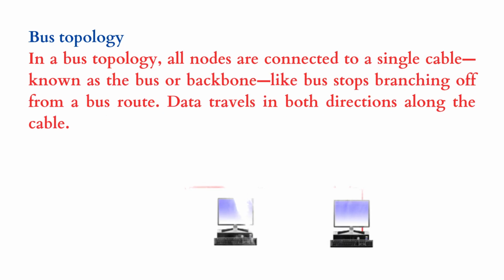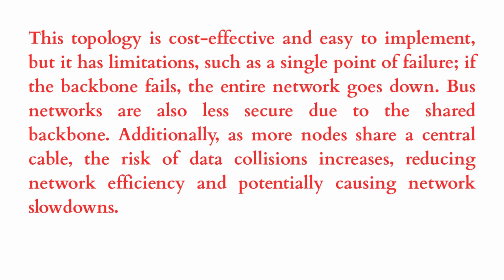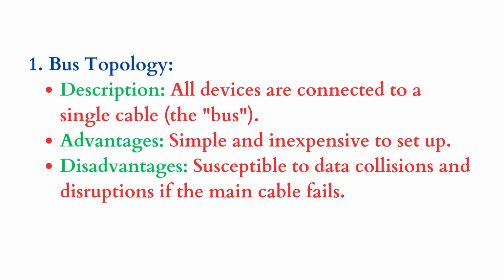Bus topology. In a bus topology, all nodes are connected to a single cable, known as the bus or backbone, like bus stops branching off from a bus route. Data travels in both directions along the cable. This topology is cost-effective and easy to implement, but it has limitations, such as a single point of failure. If the backbone fails, the entire network goes down. Bus networks are also less secure due to the shared backbone. Additionally, as more nodes share a central cable, the risk of data collisions increases, reducing network efficiency and potentially causing network slowdowns.